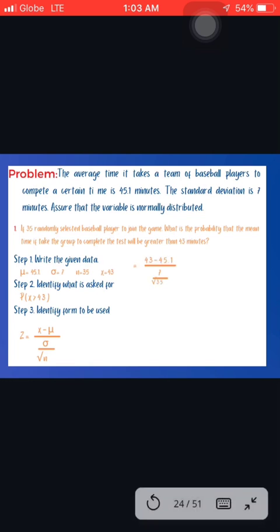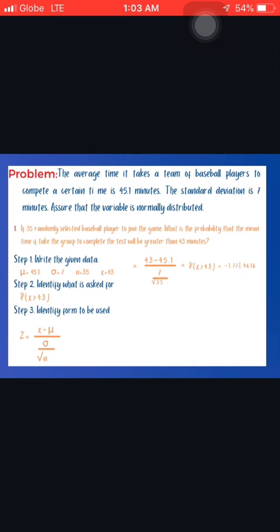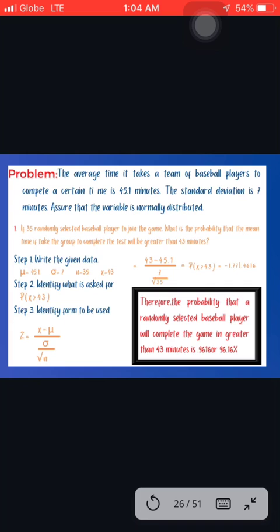So, 43 minus 45.1 over 7 over square root of 35. So, ang sagot natin sa x greater than 43 is equal to negative 1.77, and nakuha natin sa z-value table niya is 0.4616.